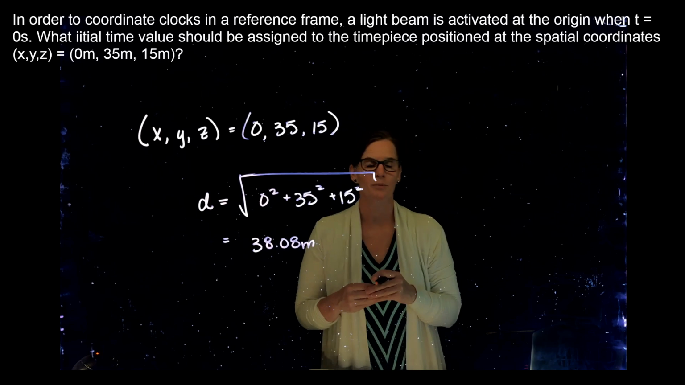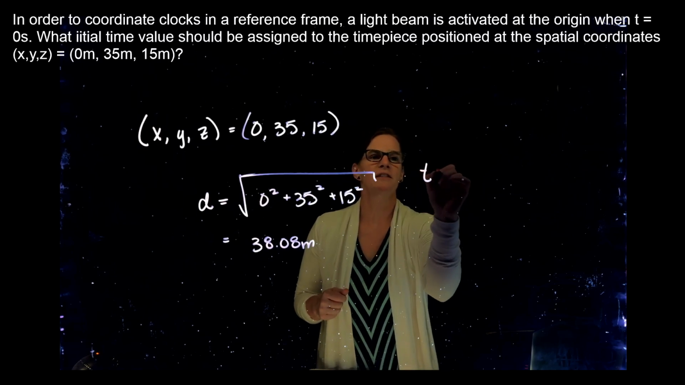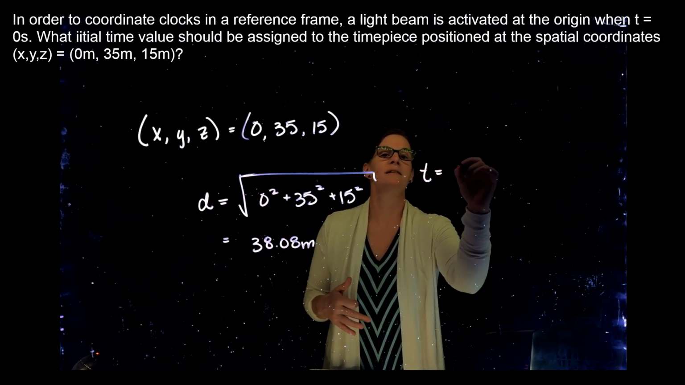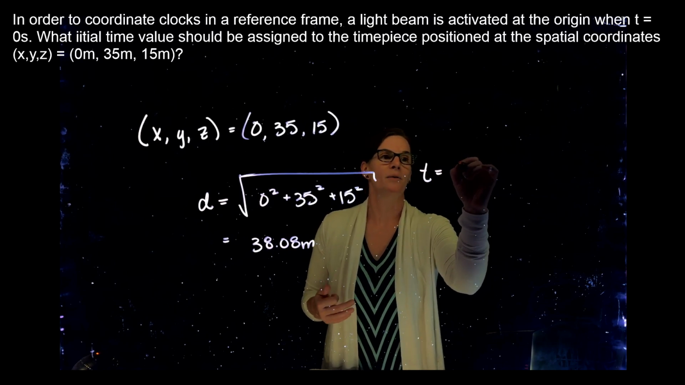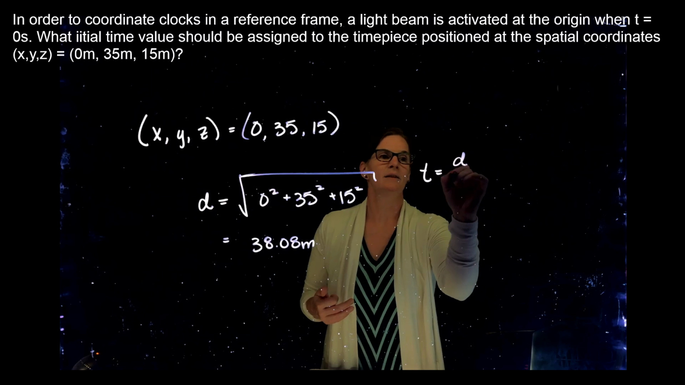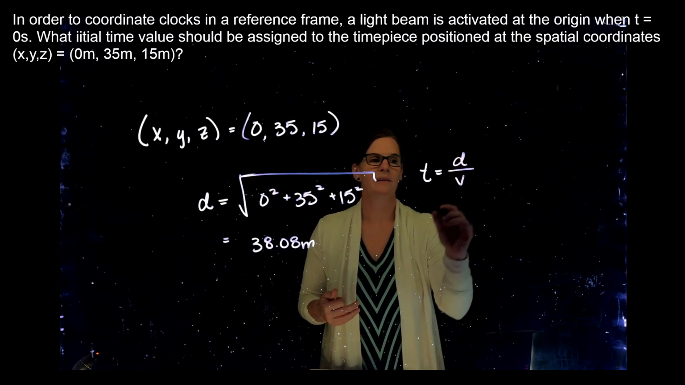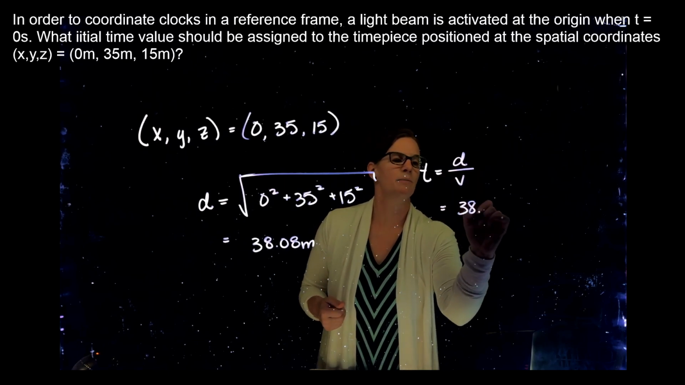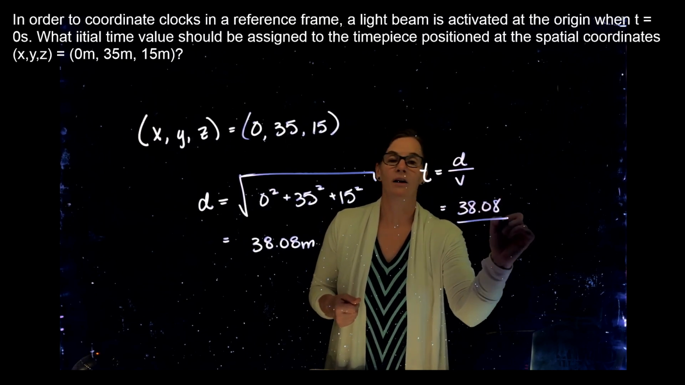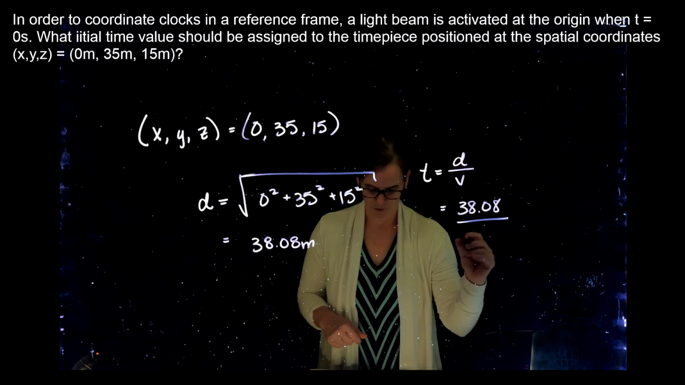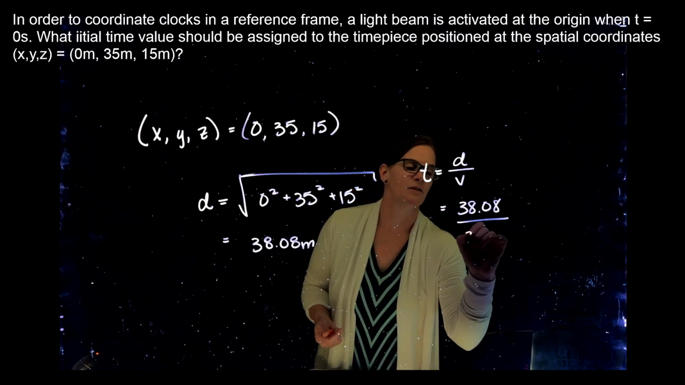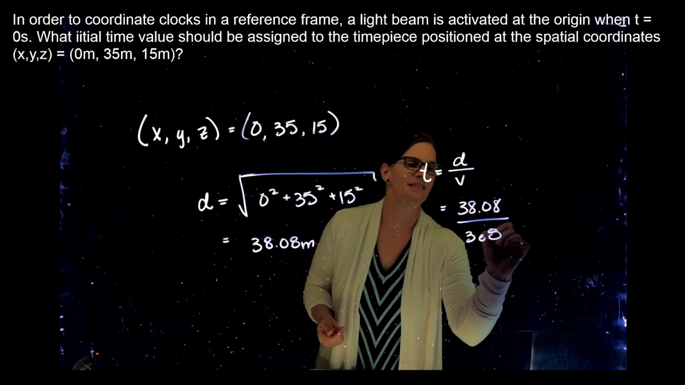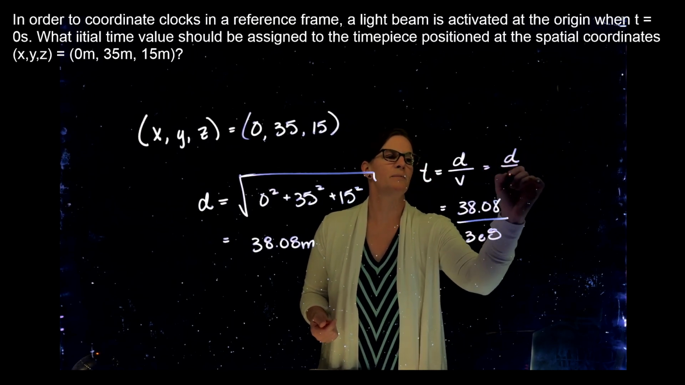And then the question is, how much time does it take for that light to travel 38.08 meters? That's just our Newtonian mechanics. Time is our distance over our velocity. Our distance is 38.08. Our velocity is equal to the speed of light, so 3 times 10 to the 8th. So this is d over the speed of light.